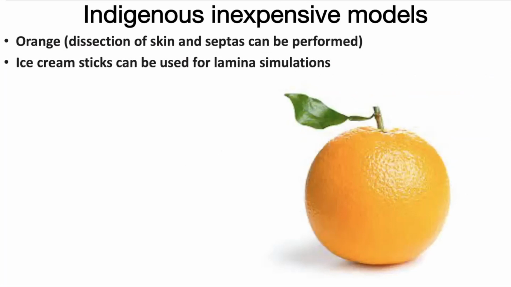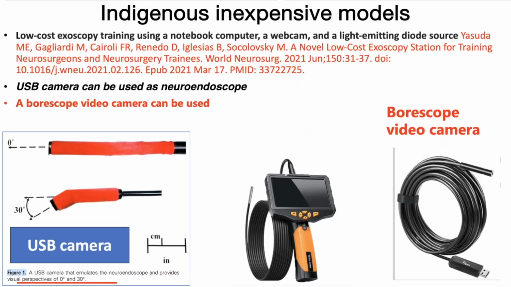The indigenous inexpensive model can be made using an orange, and dissection of the skin and the septa of the orange can be performed under endoscopic control. The ice cream stick can be used for simulation of the lamina. Low-cost exoscopic training using a notebook computer, a webcam, and an LED light source can be used. And you can also use a USB camera as a neuroendoscope. The borescope video also can be used for learning endoscopic surgery.